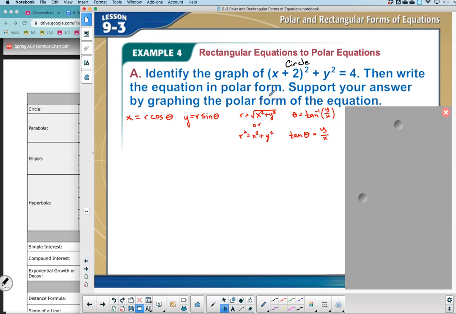Secondly, it says write the equation in polar form. Support your answer by graphing. I already had the graph over here, that's why I covered it up. But let me show you the algebra here. I'm going to copy down this equation exactly as it was given, which is (x plus 2) squared plus y squared equals 4. The way I go about doing this is I'm going to ask you, what pieces do you see that are unique? I'm going to start with just doing one piece at a time, and later we'll start mixing and doing multiple steps at once.